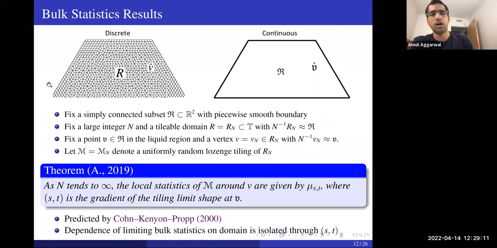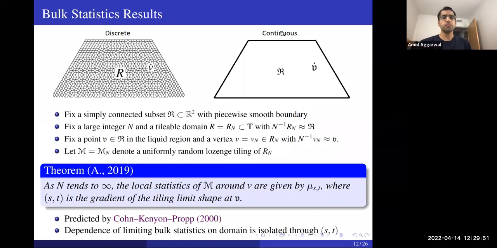Let's fix some domain R. I'm going to start in the continuum, and then I'm going to discretize everything. So we'll start with some simply connected subset R of R2. I can imagine it being something like this for the moment, with piecewise smooth boundary, and we'll take some big integer n, which you should view as the diameter of your domain, and we'll consider some tileable domain R_n with the property that if I scale it down by n, I get the continuum domain.